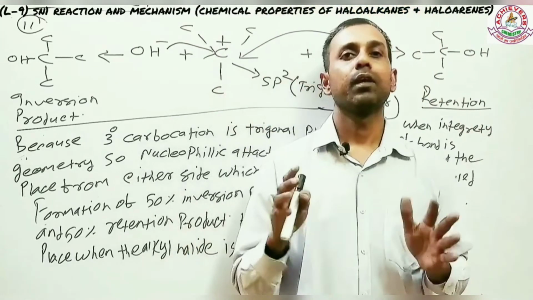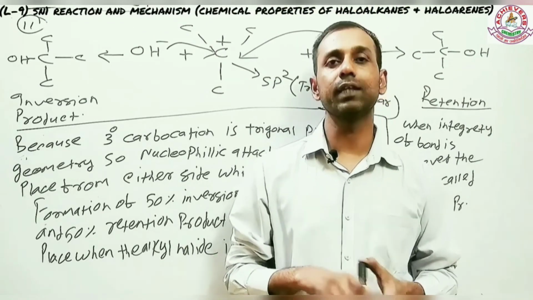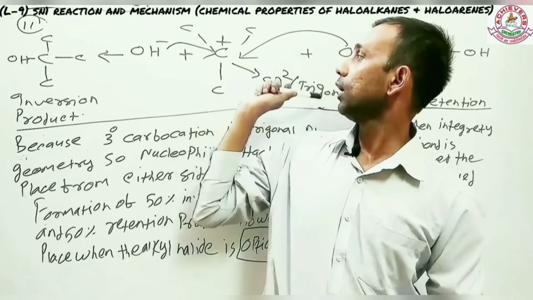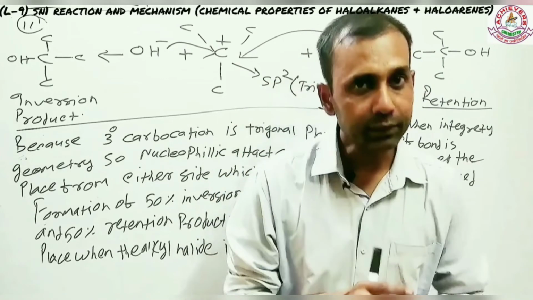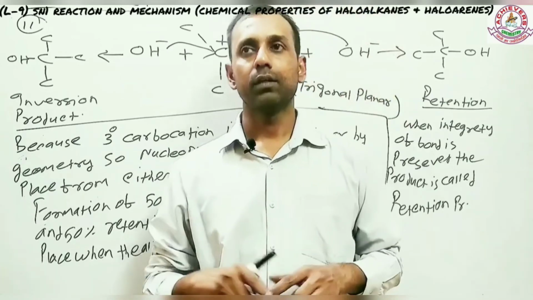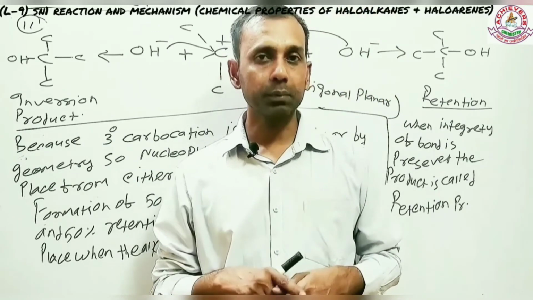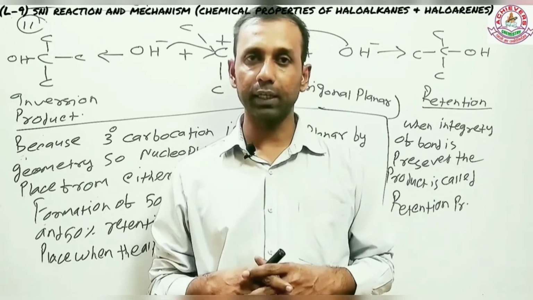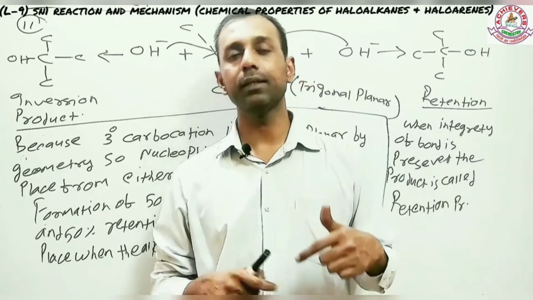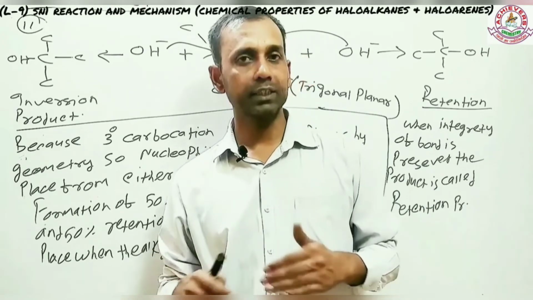SN1 reaction takes place when the whole nucleophilic substitution reaction is carried out in presence of polar protic solvent. How does the reaction start? In the beginning, the first step involves formation of a carbocation. How does the formation of carbocation take place? The bond between carbon and halogen is broken using the energy released by the interaction between nucleophile and water. And after that, the carbocation is formed.